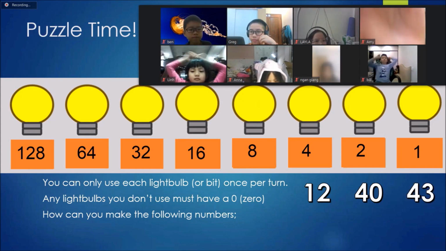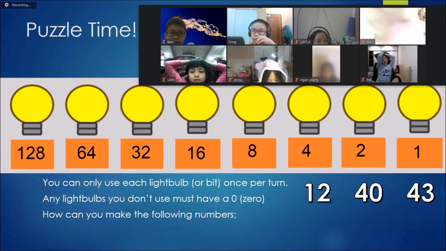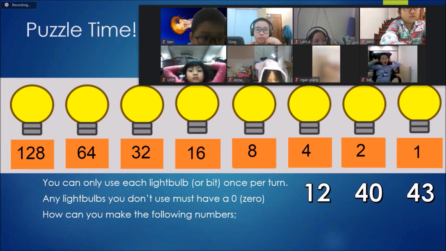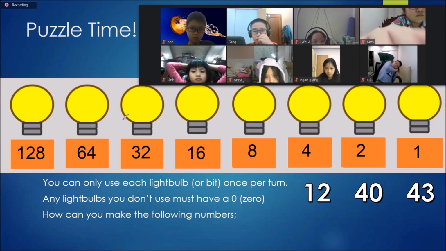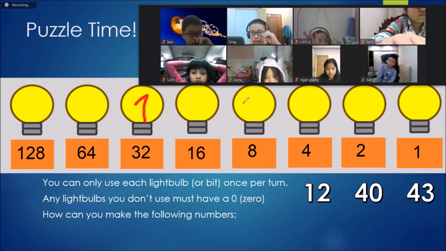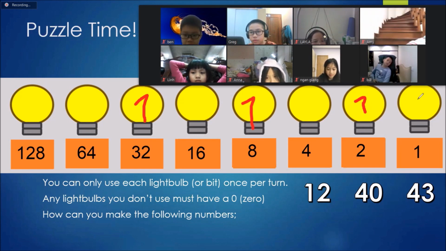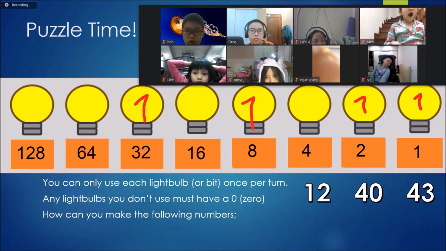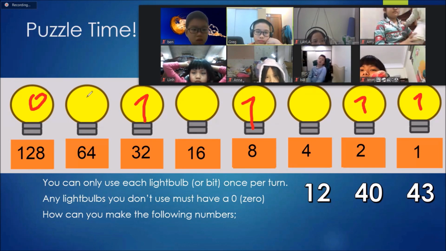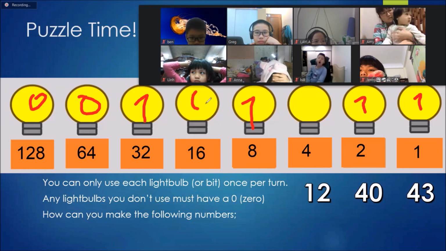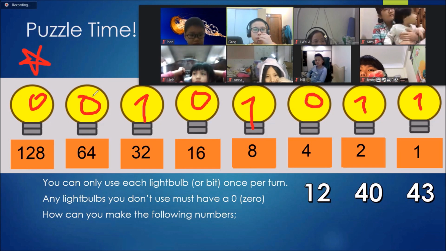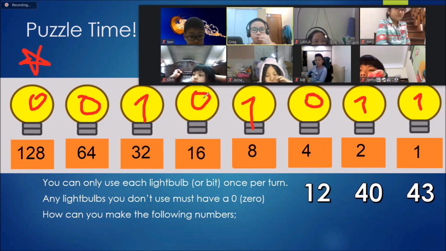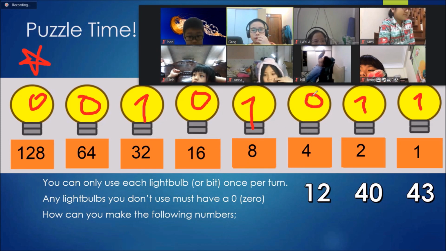Right, and the last one. How can we make 43? So we just got to 40 by using 32 and 8. How can we add 3 more? 2 and 1. Okay, so we're going to fill in my light bulbs. 32, 8, 2 and 1. Good job. And then what do I write in the other light bulbs? 0. What is the binary code for 43? Read it from left. 0, 0, 1, 0, 1, 0, 1, 1.